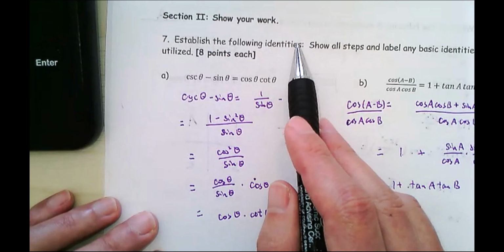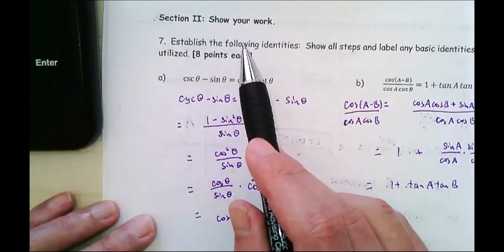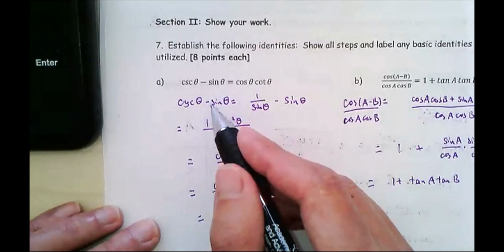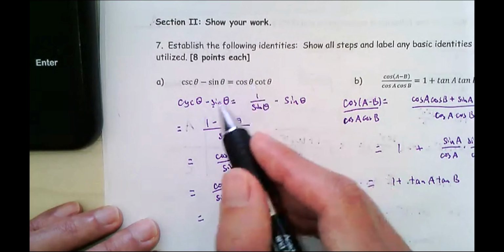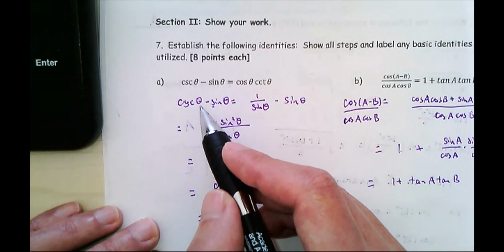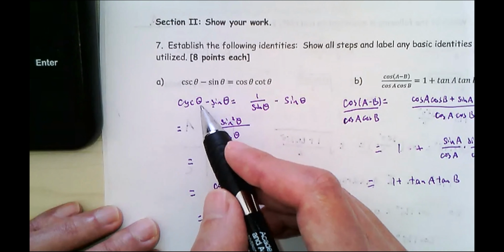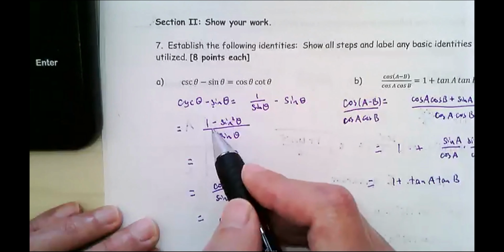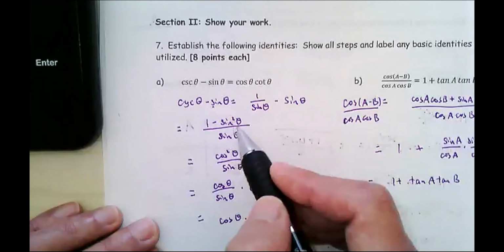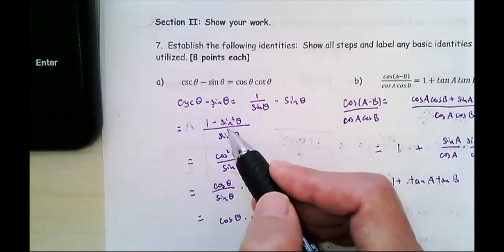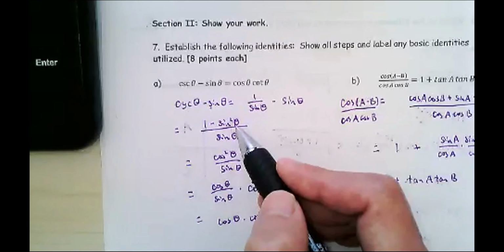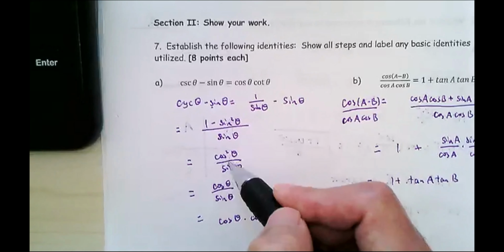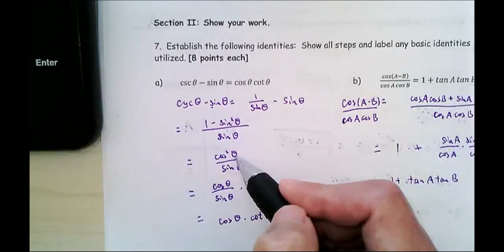Establish the following identities. By saying establish, I mean just prove the left side equals the right side. So let's start from the left side to see why it is equal to the right side. This is cosecant theta. Everything goes to the basic stuff: it's just 1 over sine. 1 over sine minus sine. So a fraction minus another number, you can combine them as one fraction. So this is 1 minus sine squared over sine.